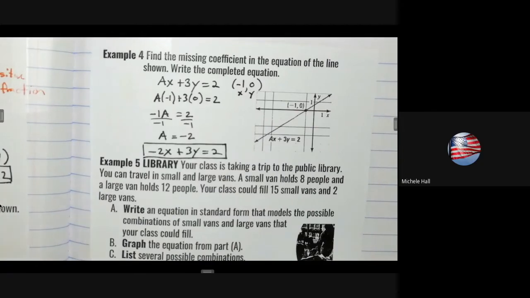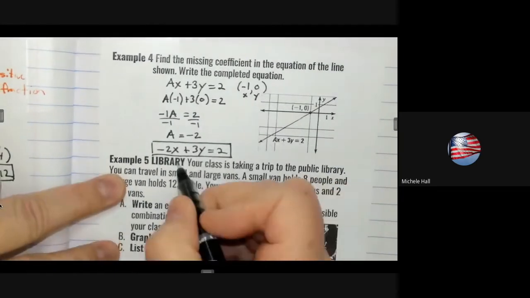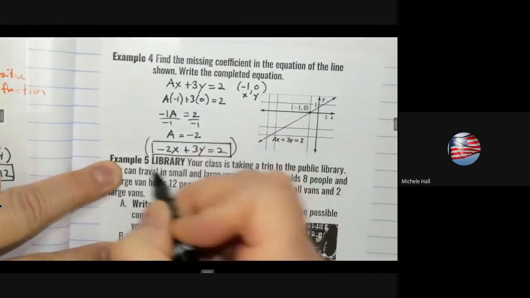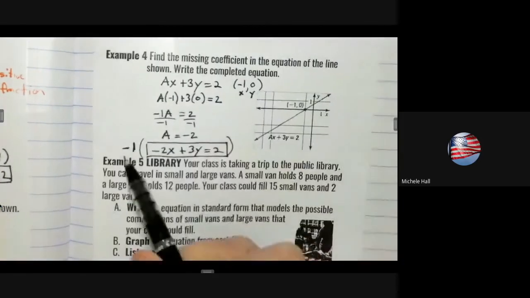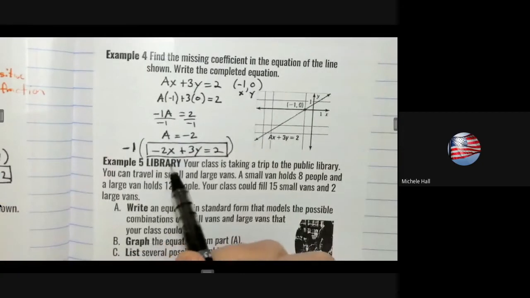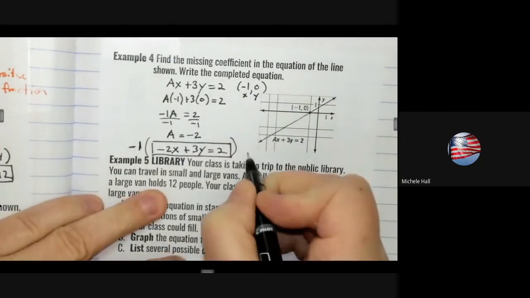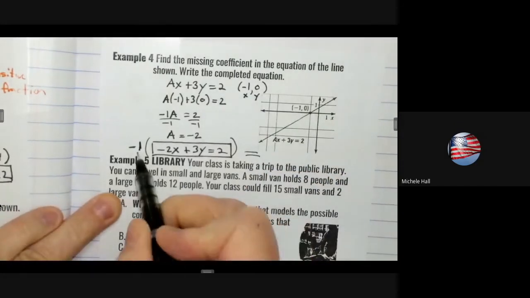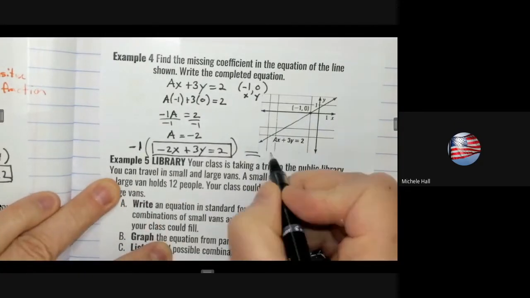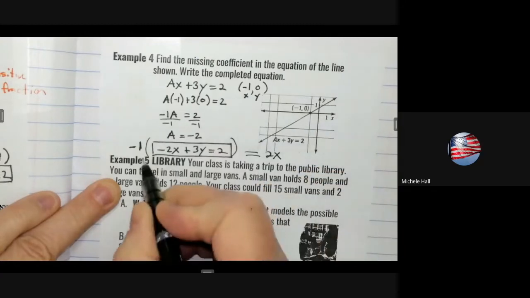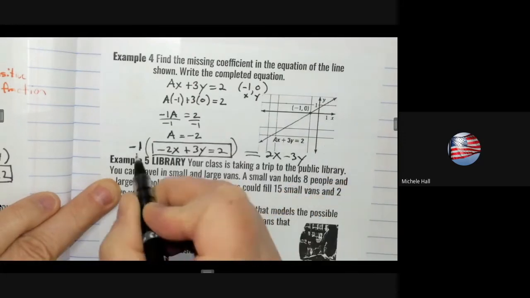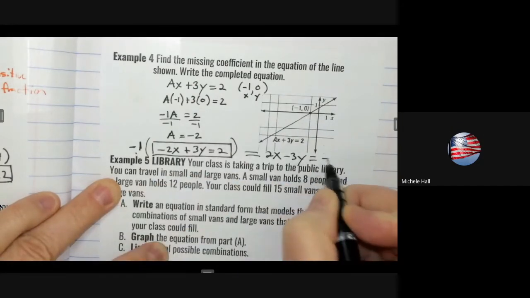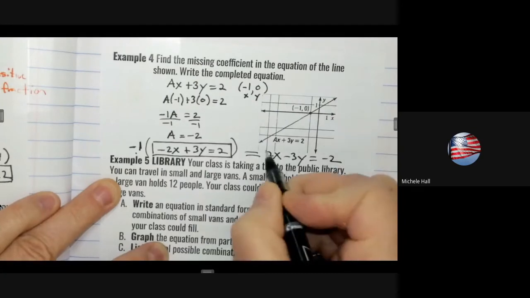What I'm going to do is multiply this entire equation by -1. Multiplying by a -1 will change the sign of that first term. So our completed final answer is -1 times -2x is a positive 2x. -1 times 3y is -3y. And -1 times 2 is -2. Now I see that I have my completed answer.